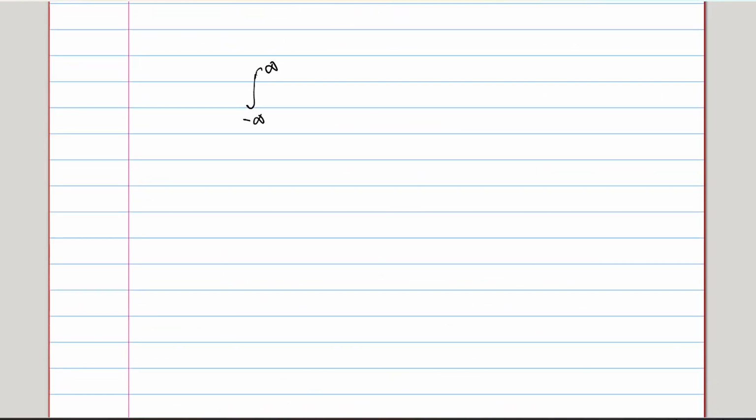So we just showed that the integral from negative infinity to positive infinity of e to the negative x squared dx is equal to the square root of pi.